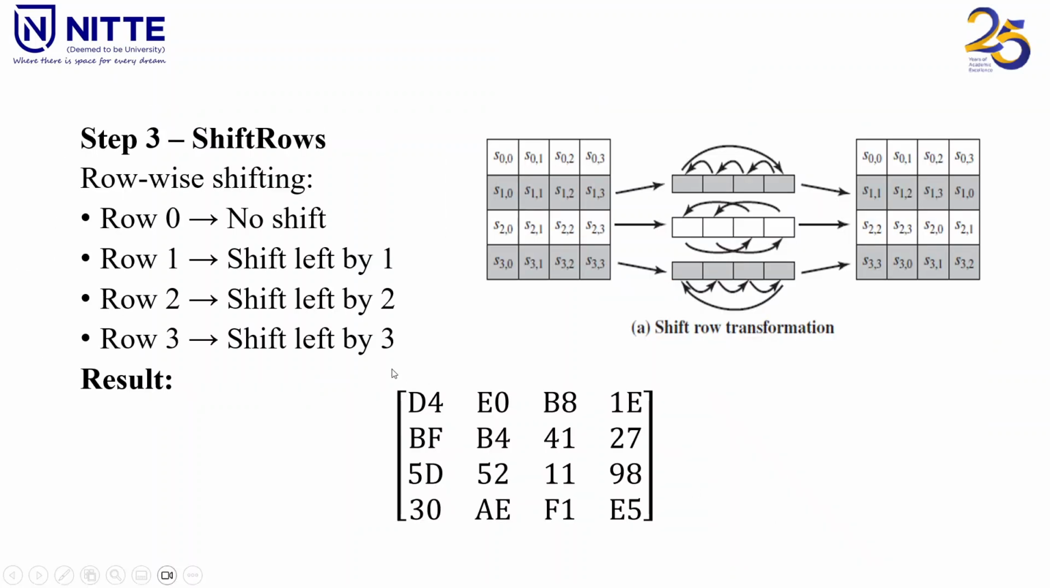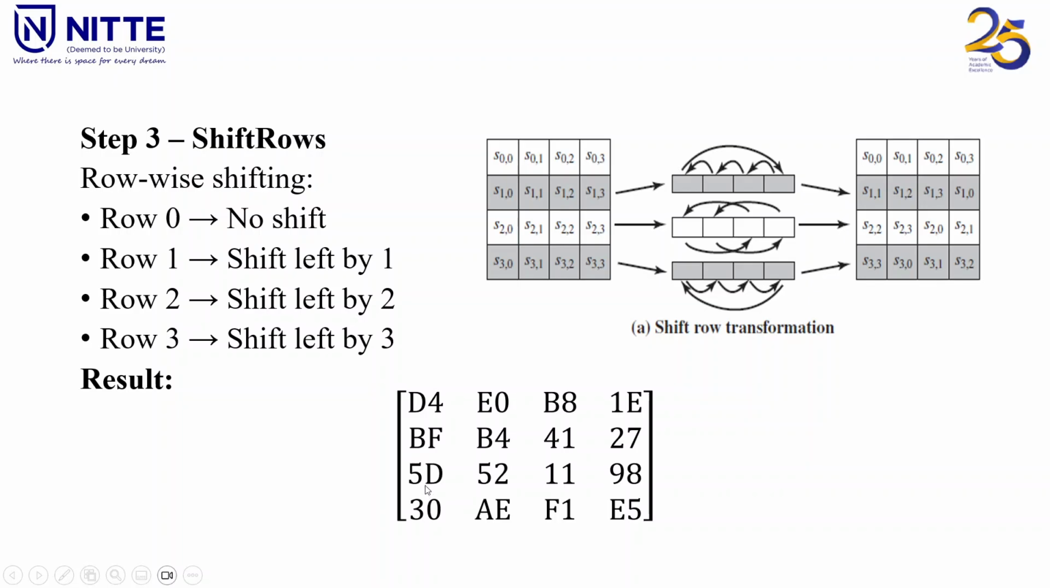Now, the third step, that is the third transformation, is what we call shift row. Whatever output we got from the previous step, the substitution box, I keep the first row as it is without any modification. The next row, I shift by a circular shift of 1 byte, so the elements will change.